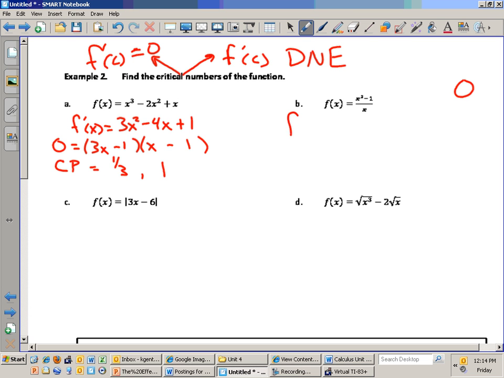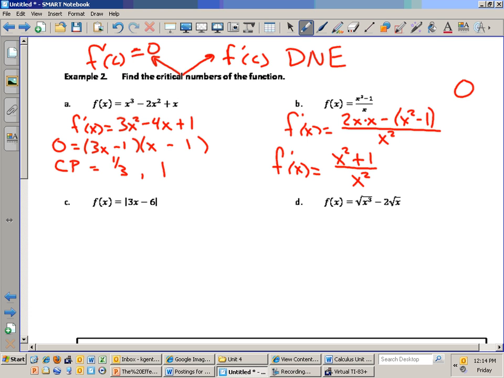Quotient rule. F prime of x is equal to the derivative of the top, which is 2x, times the bottom left alone, x, minus the top left alone, x squared minus 1, times the derivative of the bottom. What's the derivative of the bottom? 1. Divided by the bottom squared. So f prime of x is equal to 2x squared minus x squared, which is just x squared, and then minus the -1 would be plus 1, over x squared. So the derivative is x squared plus 1 over x squared. Where is that derivative undefined?